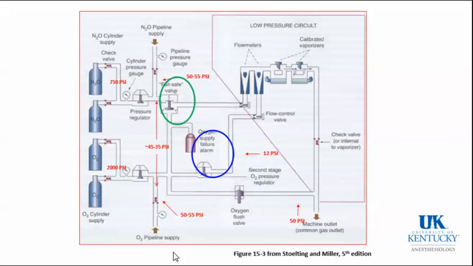Now, I said there won't be an alarm, but the modern anesthesia machines also monitor the pipeline pressure. So there's a separate monitor besides this oxygen alarm, a separate alarm that monitors the pipeline pressure. So in the modern machines, usually you'll get an alarm when the pipeline goes down. Is that clear?